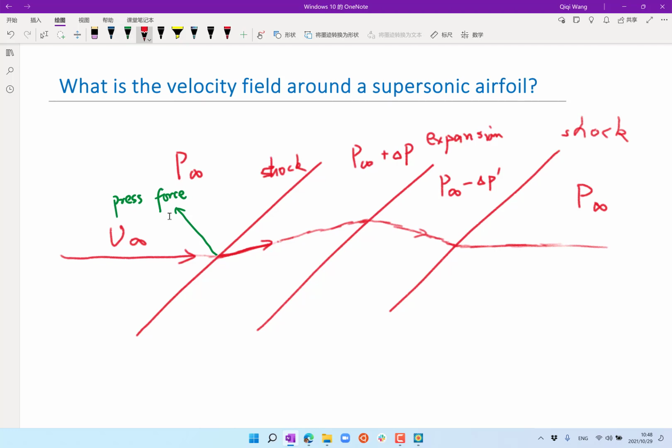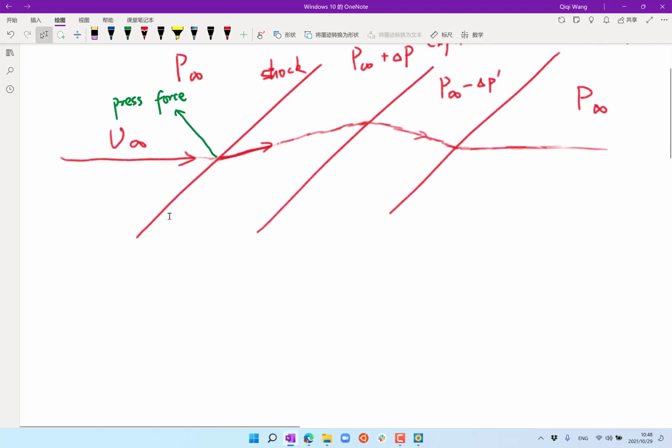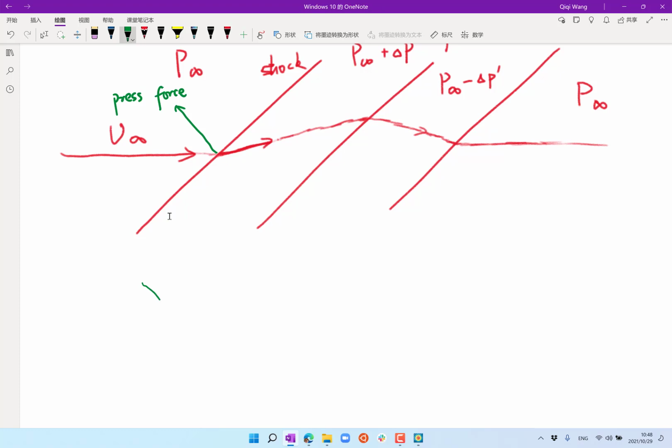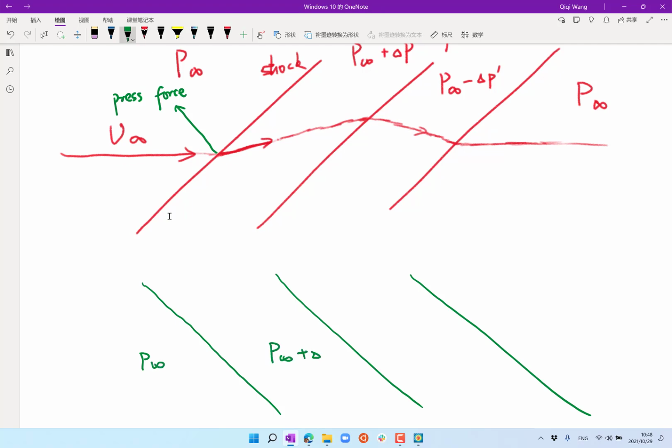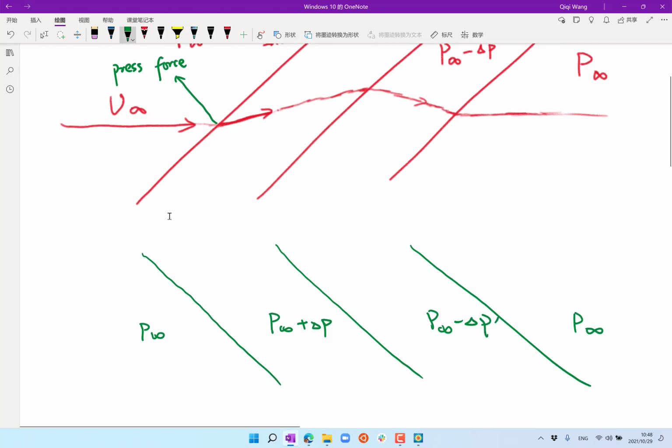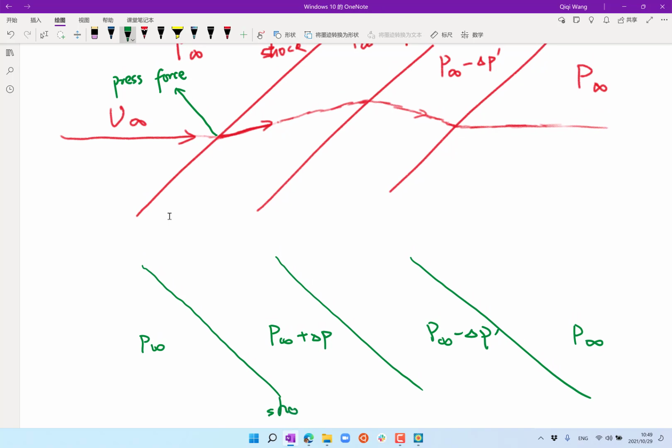How about the lower side? On the lower side, let's imagine the same pressure, right? You have P infinity, then P infinity plus a delta P, then P infinity minus a delta P prime, and back to P infinity. Again, this is a shock, and this is an expansion. This is another shock.